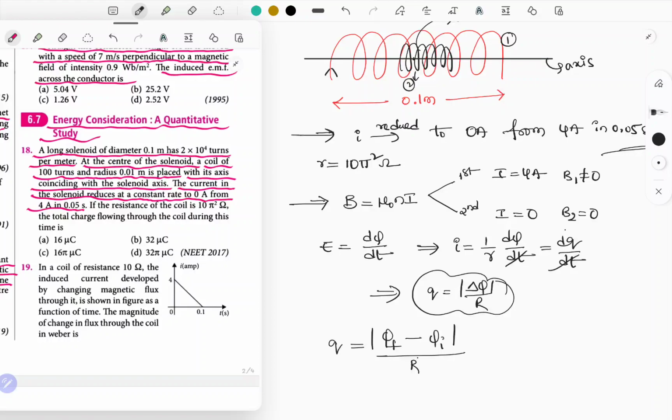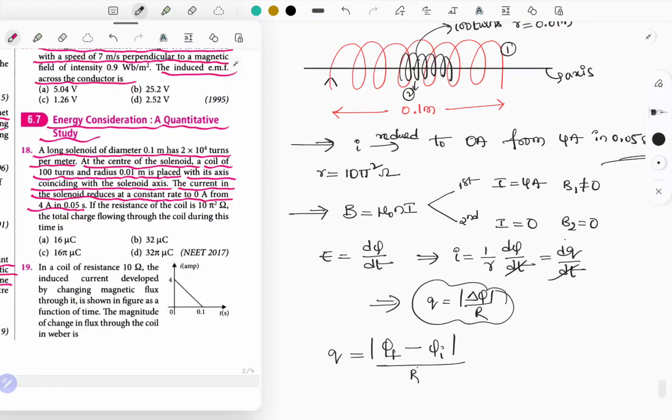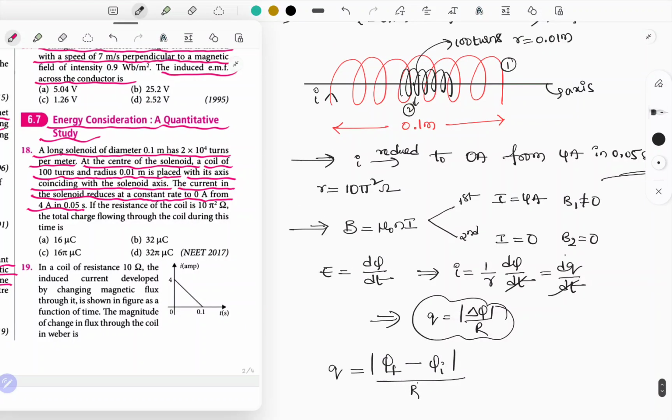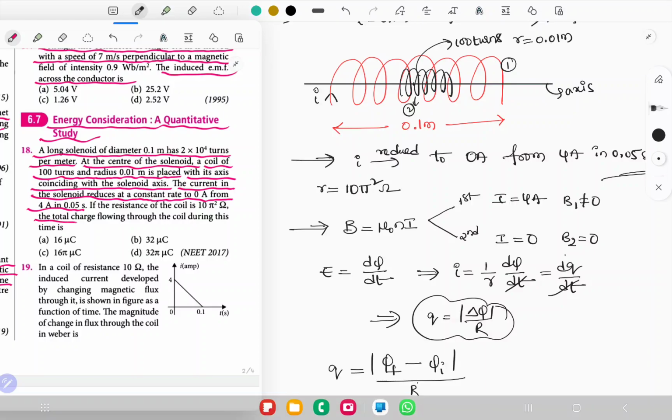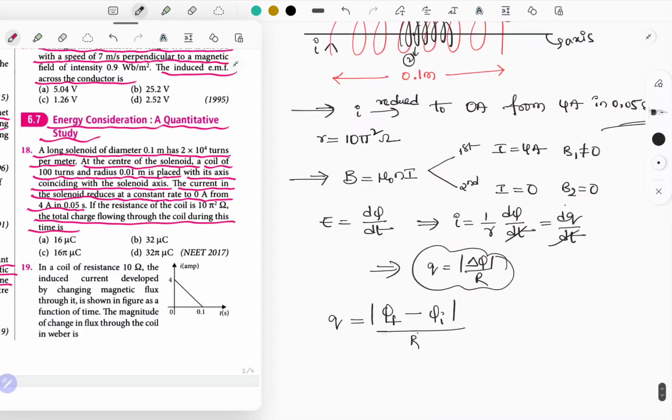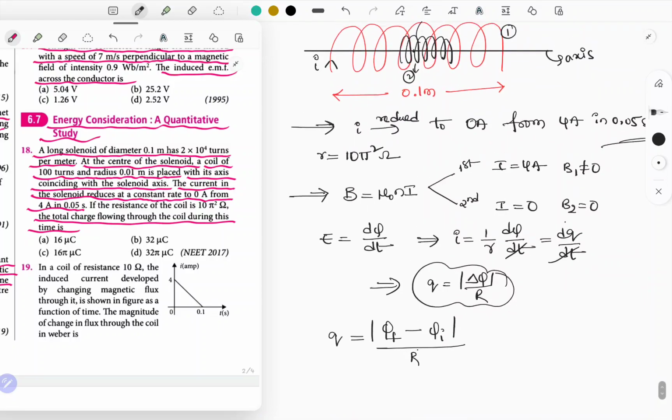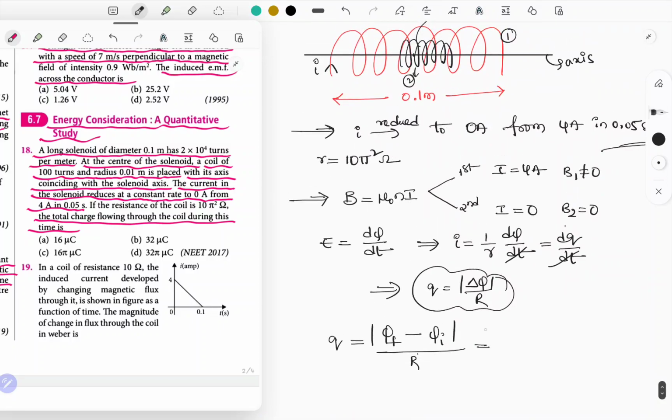R is the resistance of the coil. Which coil do I have to consider? So solenoid current is flowing, which produces a magnetic field. That magnetic field interlinks with the coil, which produces EMF. I am finding the charge flowing through the coil. Why is charge flowing through the coil? Due to flux linkages. Why is flux changing? Because there is a change in current in the solenoid. So this is what you have to consider.